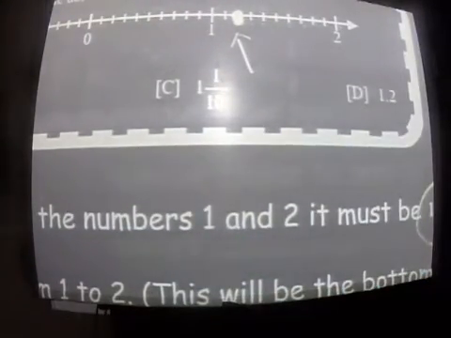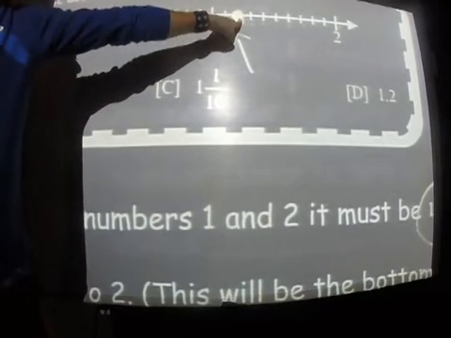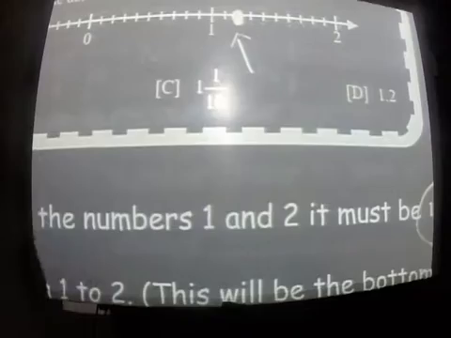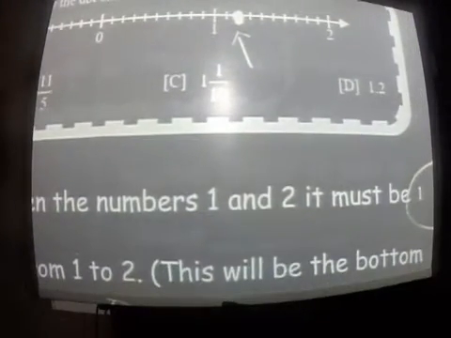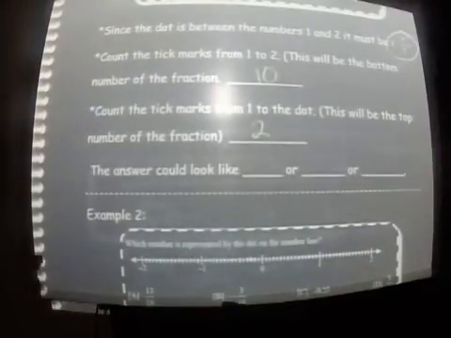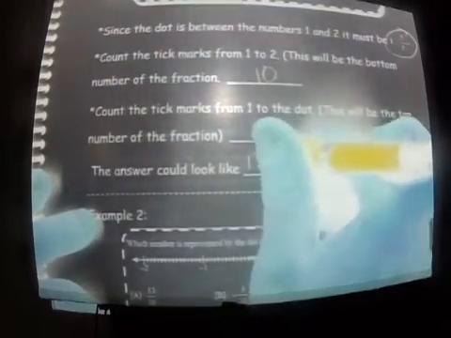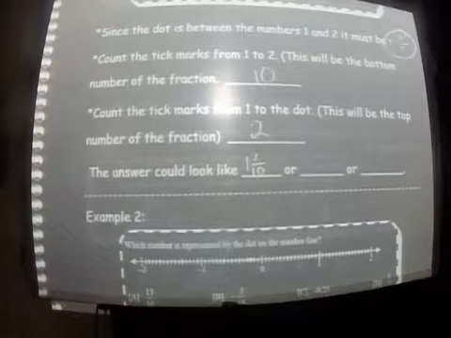Now we're going to count the tick marks from 1 to the dot. Remember, this one doesn't count. This is not anything. 1, 2. 2, and that's going to be the top. So our answer could look like 1 and 2 tenths. So down here on this last line, we're going to say our answer could look like 1 and 2 tenths.